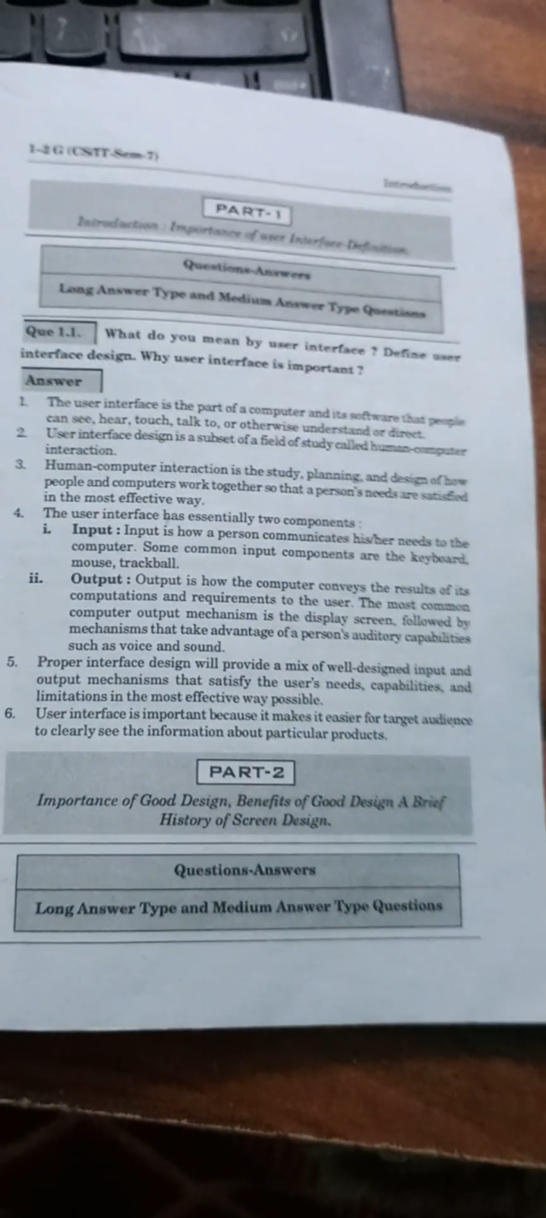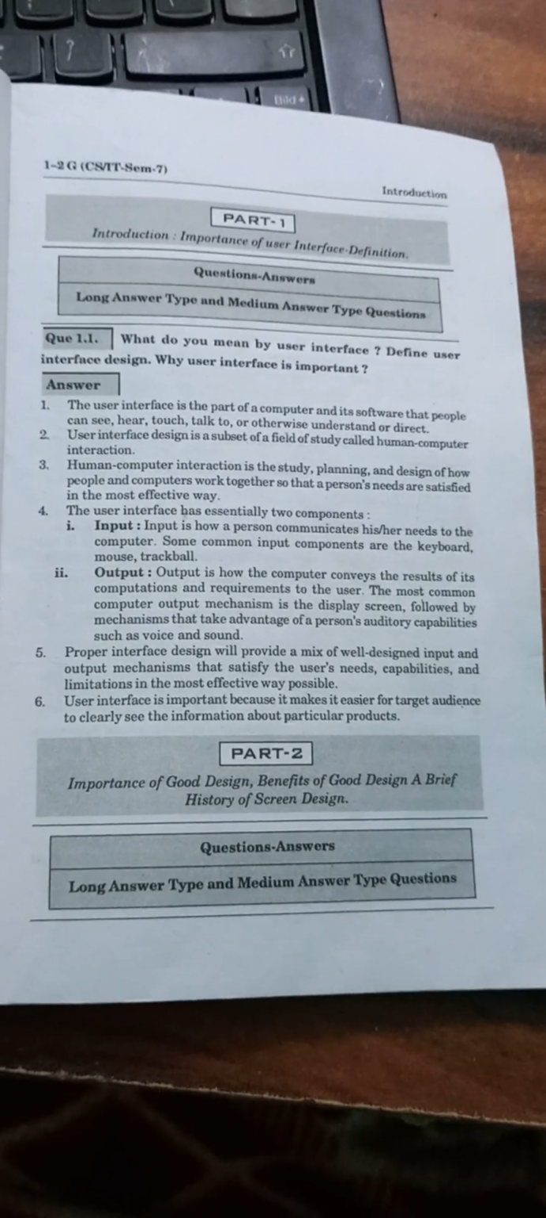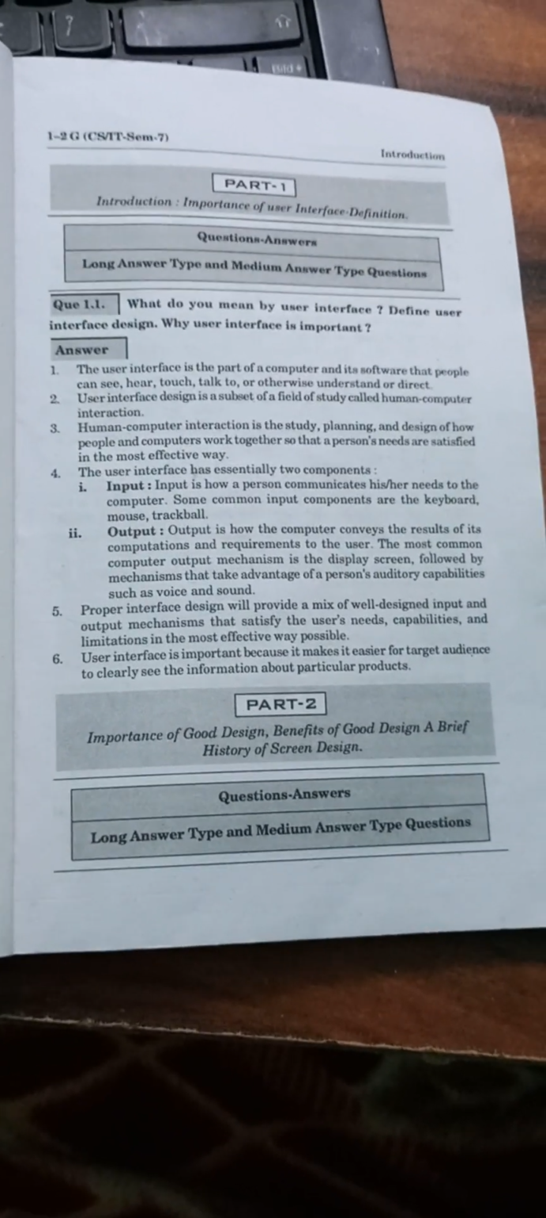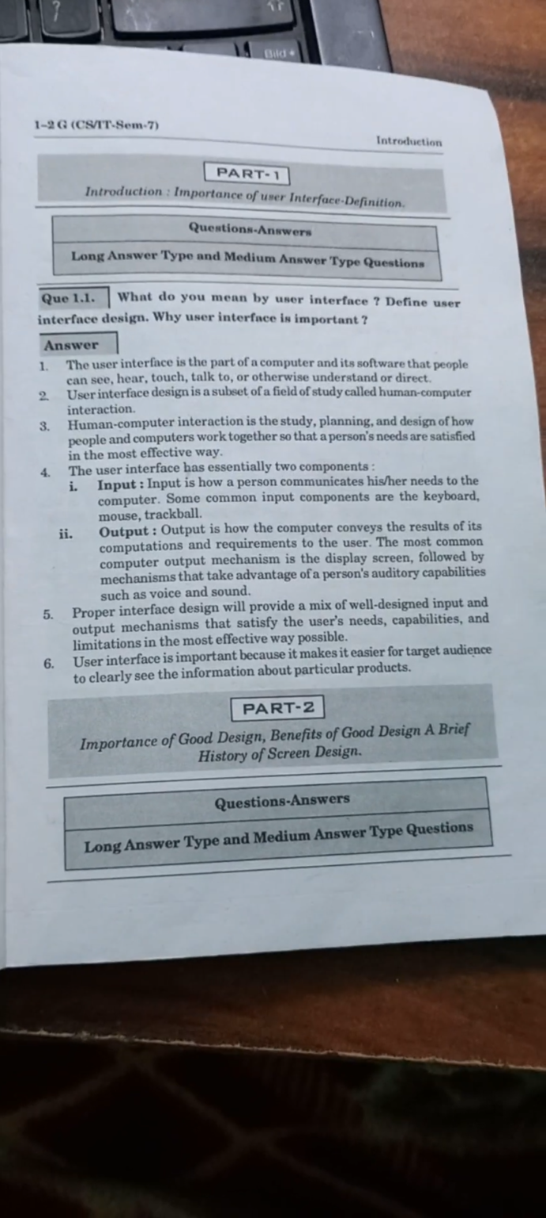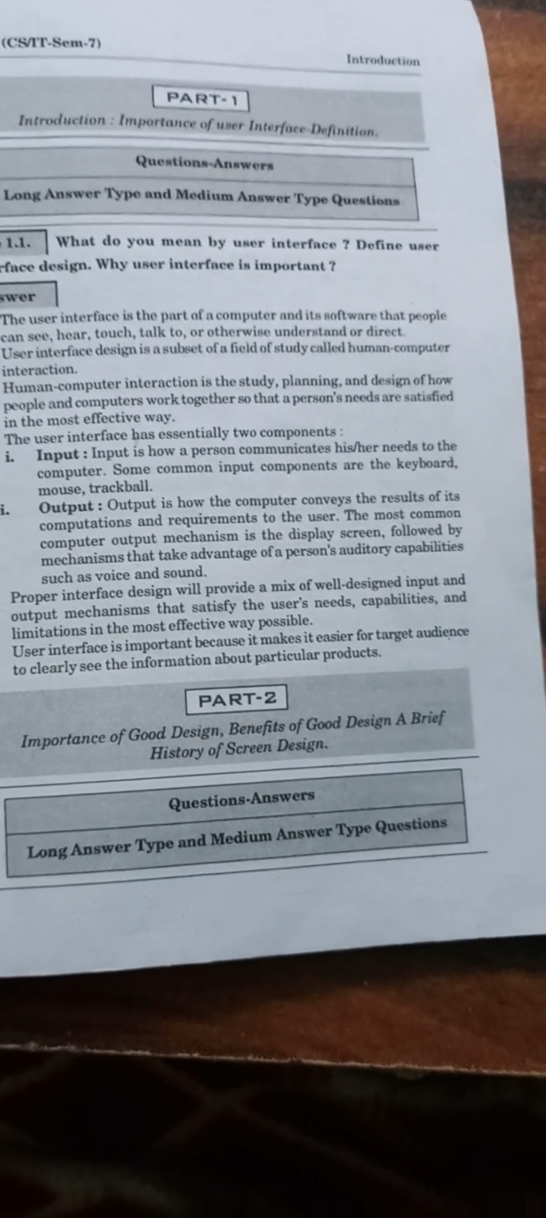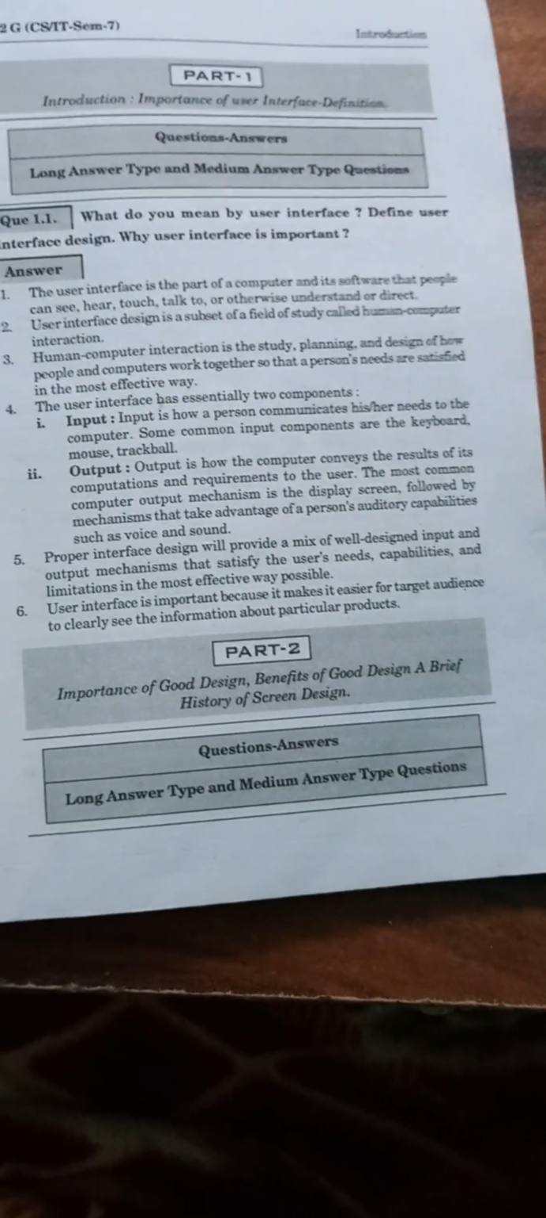Now come to the fourth point. The user interface has essentially two components. And what are these components? Input and output. So we know very well the meaning of input, how we give commands to the computer. And the second thing, how we get the result from the computer. So this is the communication between man and machine, input and output.